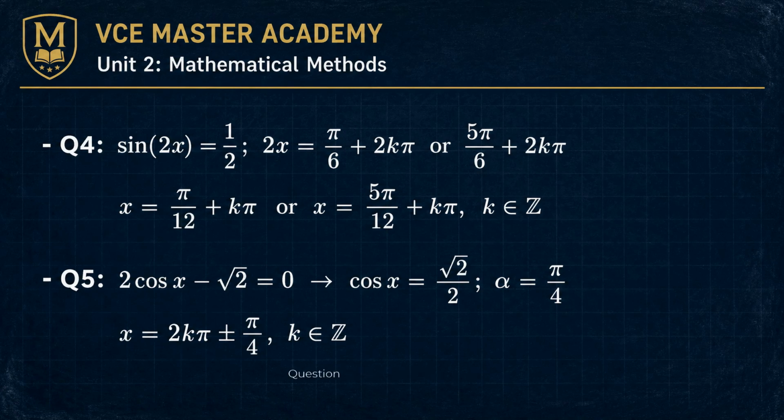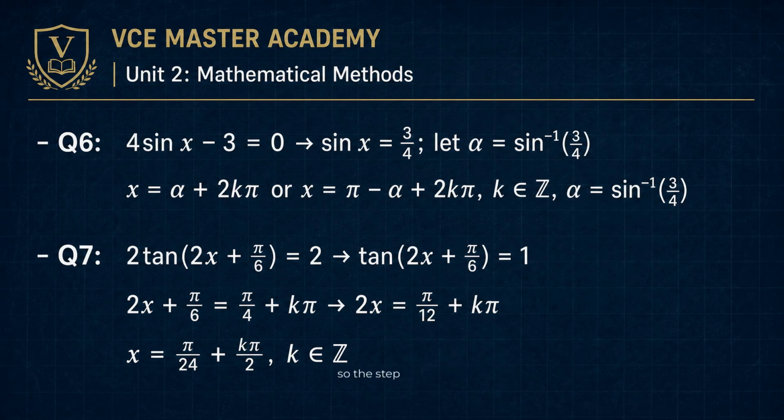That is the habit. Question 4. The transformed sine. Sine of 2x equals a half. First, solve the angle. 2x equals pi over 6 plus 2k pi, or 5 pi over 6 plus 2k pi. Now solve for x. Divide everything by 2, the k term as well. 2k pi over 2 is k pi. X equals pi over 12 plus k pi, or 5 pi over 12 plus k pi. K is any integer. If your answer still says 2k pi, that is the classic slip. The pattern is squashed, so the step shrinks.